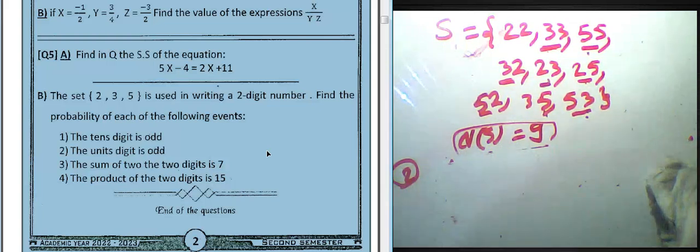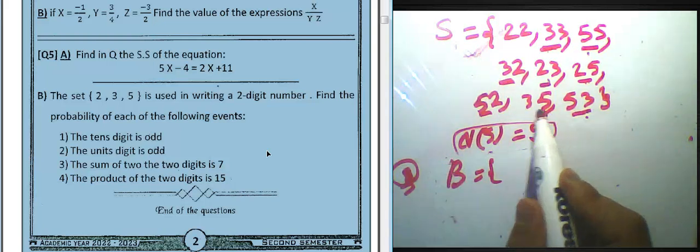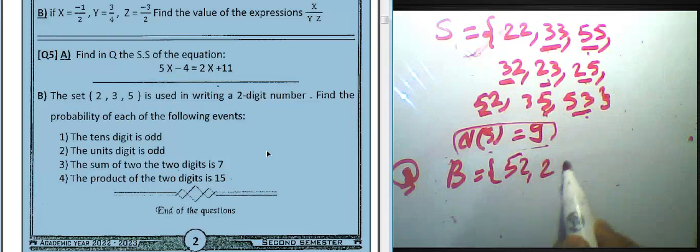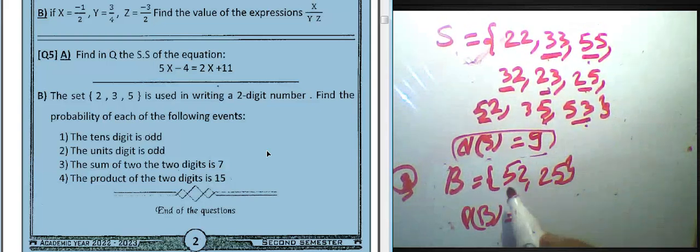Question number 3, the sum of two digits is 7. It will be 52 and 25. Probability of B: we have only the numbers 52 or 25, so the probability will be 2 over 9.